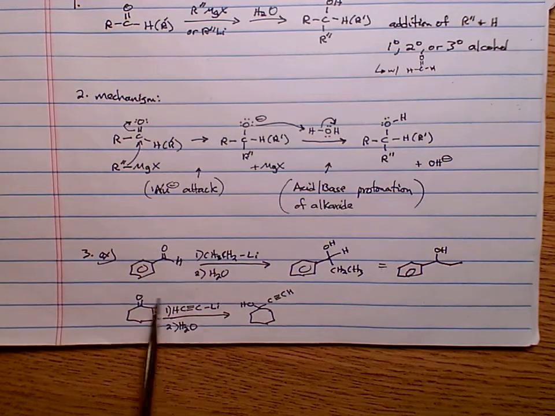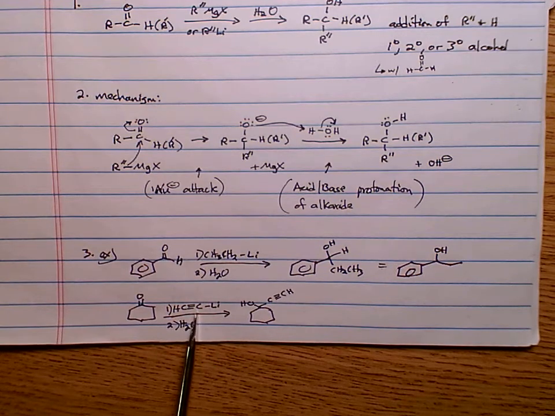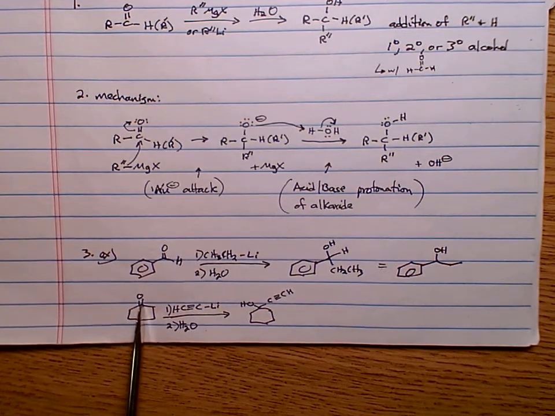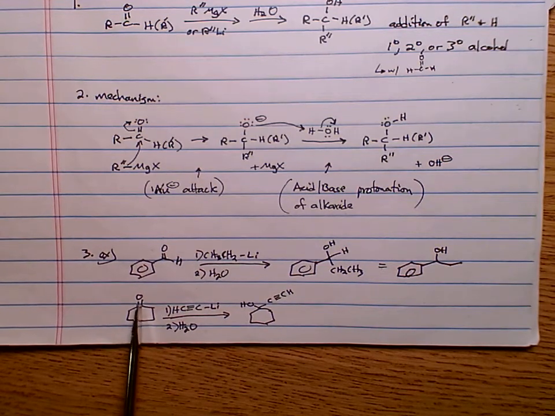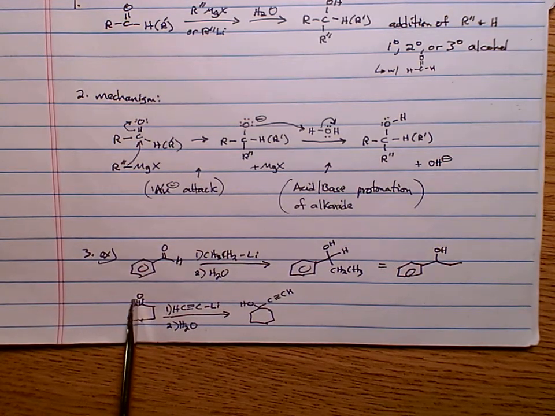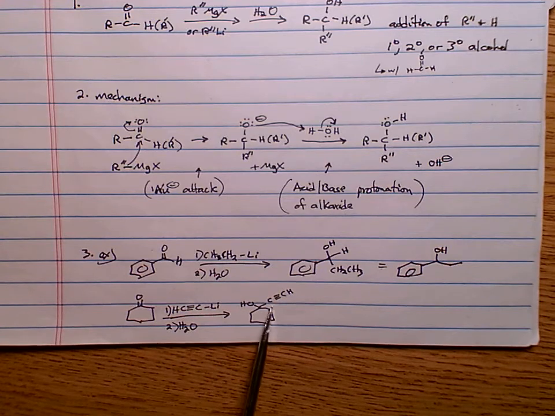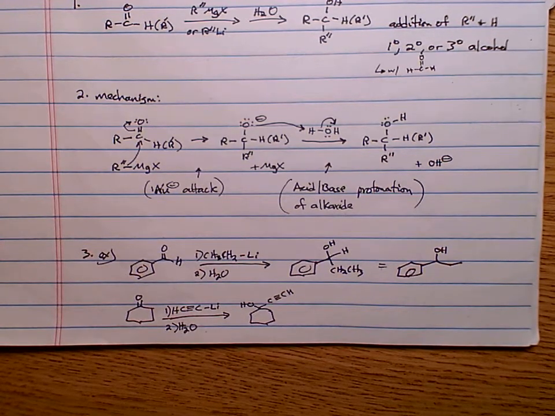Here's our acetylide, with the lithium on there. The triple bond will attack the carbonyl carbon. The carbonyl oxygen becomes the OH, and now you've got acetylene attached to that carbon of the ring.